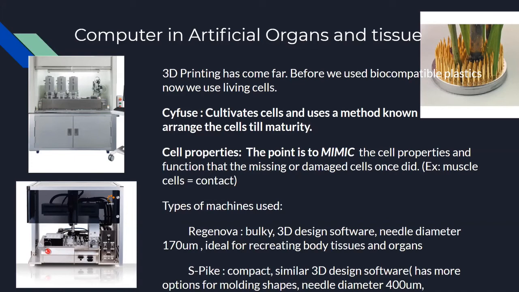The most popular company that uses this method is called Cyfuse. They basically cultivate cells and allow them to mature by using a process known as Kenzan. Kenzan is a Japanese practice performed on flowers to keep them in place and erect. If you see the top right corner of the picture, it's basically a bunch of spikes or wooden picks that hold the stem of the flower. It's used for decorative purposes, but the same process is used in this 3D software.